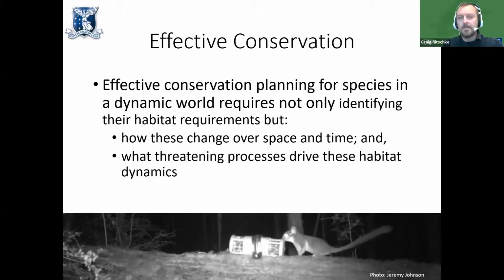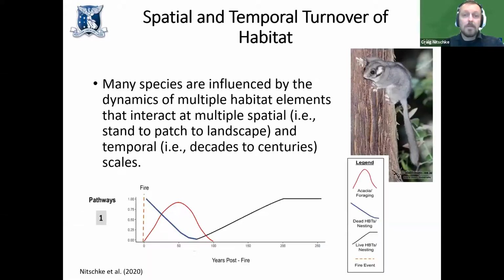Many species aren't influenced just by one habitat element, and this is where it starts to get really complicated, because even with 2 habitat elements that may be changing at different spatial and temporal scales, it becomes quite difficult to design conservation networks that can account for both of these. So this is an example of a simple habitat dynamic for Leadbeater's possum. So there's 2 key elements in here: foraging habitat, which is outlined by this red line here, and nesting habitat, which is outlined by these blue and black lines.